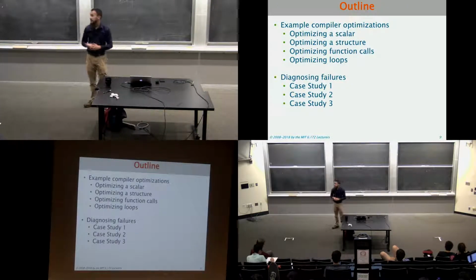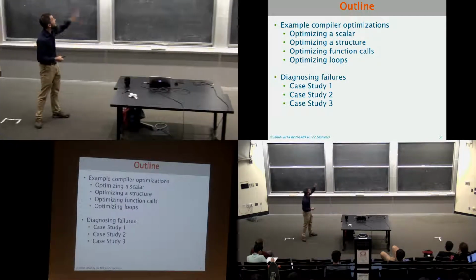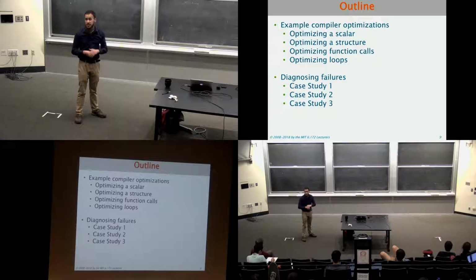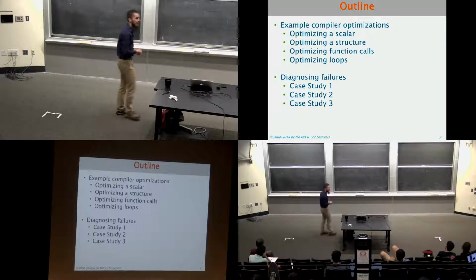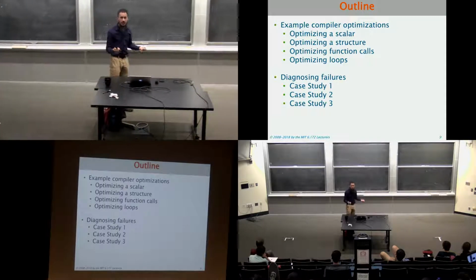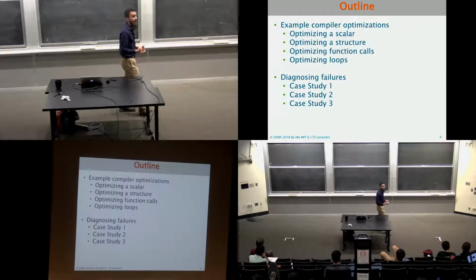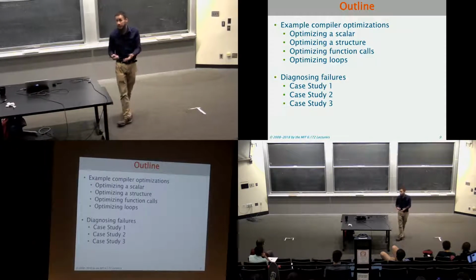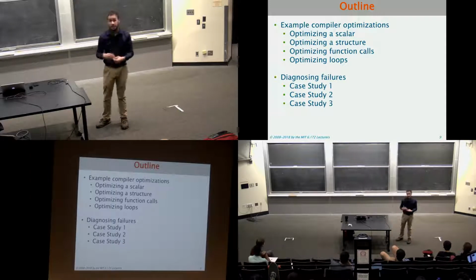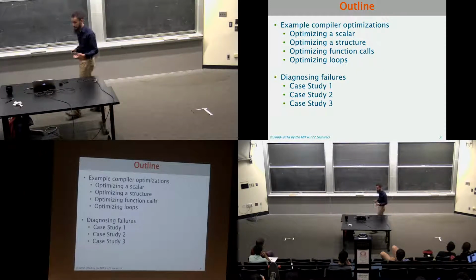And the structure of today's lecture is basically divided up into two parts. First, I want to give you some examples of compiler optimizations, just simple examples so you get a sense as to how a compiler mechanically reasons about the code it's given and tries to optimize that code. We'll take a look at how the compiler optimizes a single scalar value, how it can optimize a structure, how it can optimize function calls, and how it can optimize loops. Just simple examples to give some flavor.